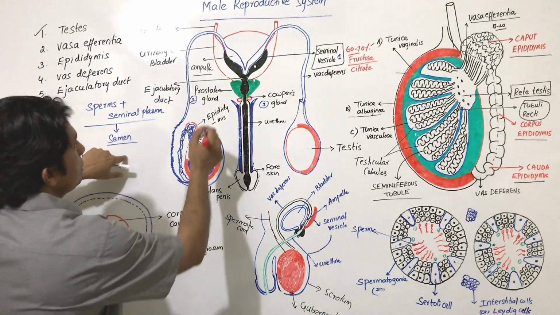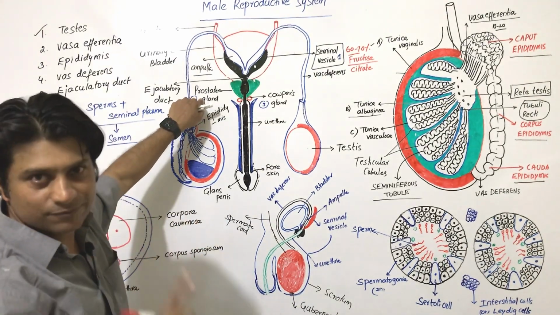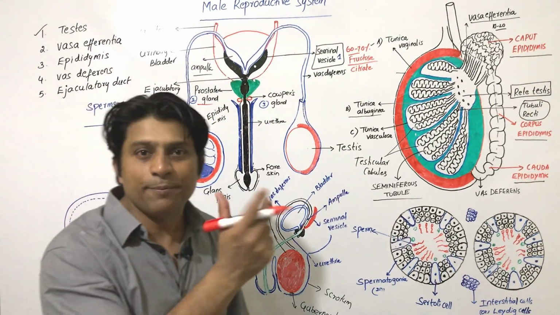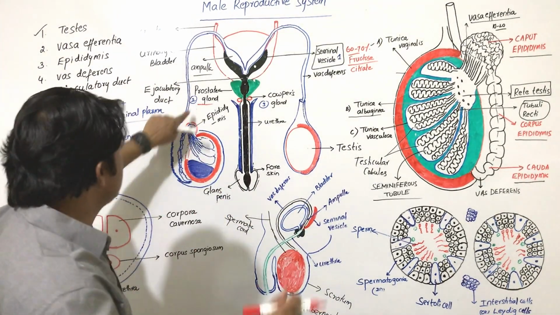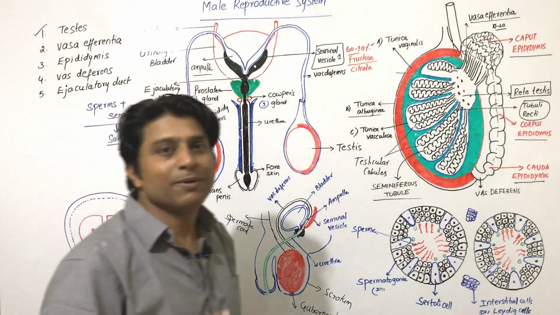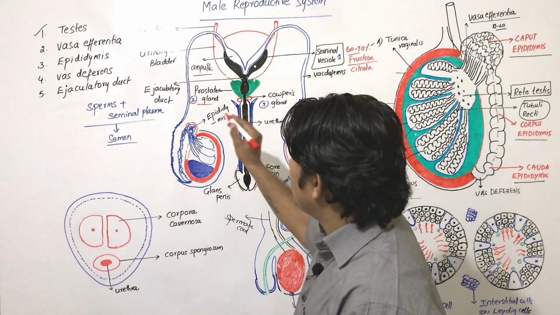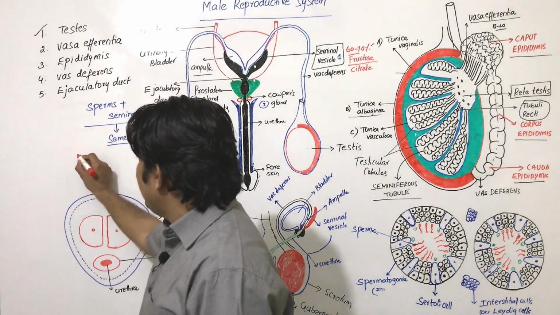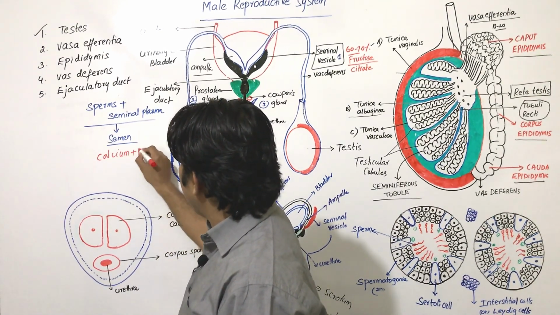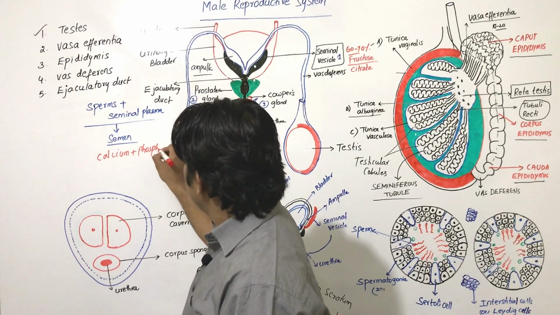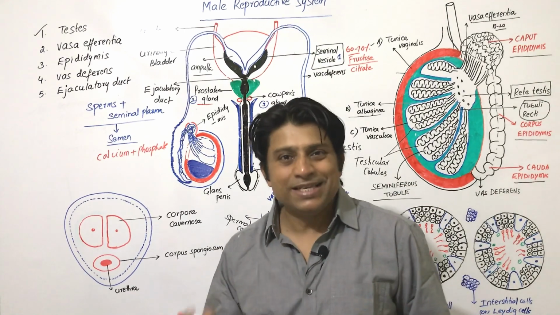Next, just below this, prostate gland. Prostate gland is only single. It is a chestnut shaped gland, and prostate gland contributes 30% in the semen. In the semen, prostate gland contribution is 30%. What is the prostate gland composed of? The prostate gland is with calcium and phosphate. Calcium and phosphate. And also some fibrinolysins are also present.